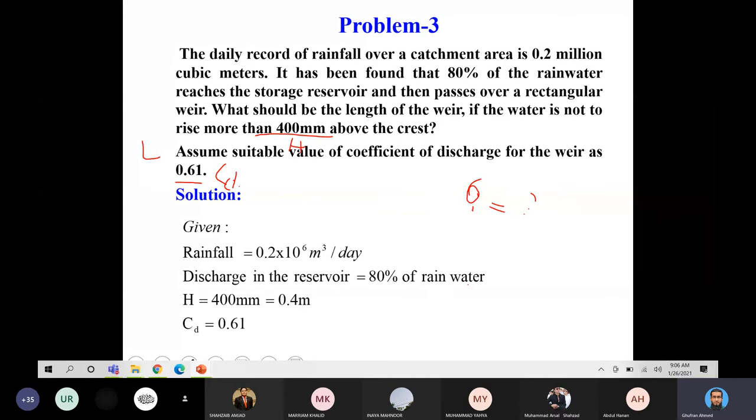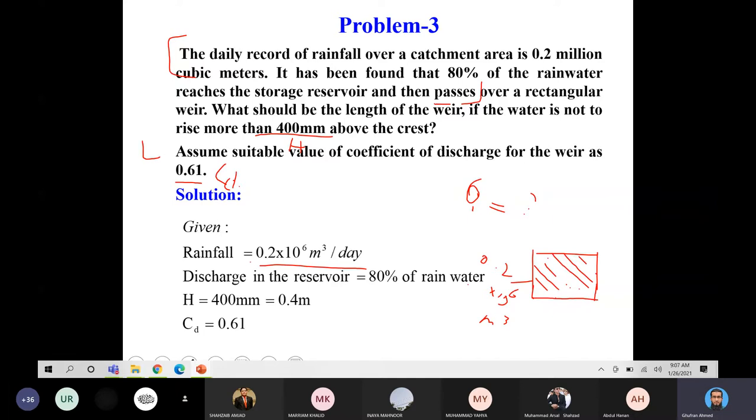Okay. So how can we find Q? It is written here. Basically this statement from here to here. So the daily record of rainfall, the quantity of rainfall is given and the area over which the rainfall drops is also given, the catchment area. It has been found that 80% of the rainwater reaches storage reservoir, means say if we have an area of 0.2 into 10 to the power 6 cubic meters per day, it is basically the rainfall. The area can be anything, okay?